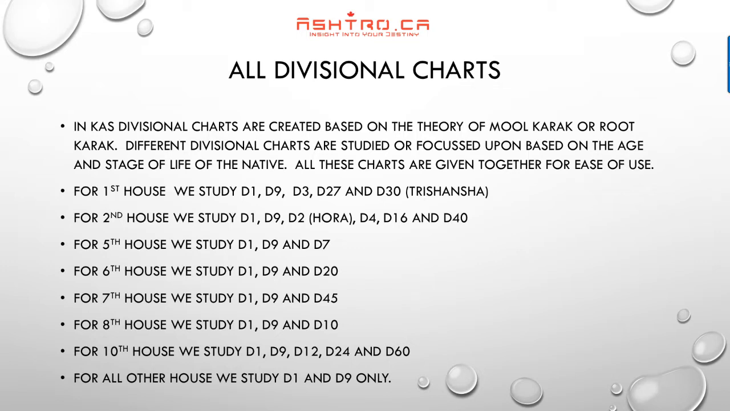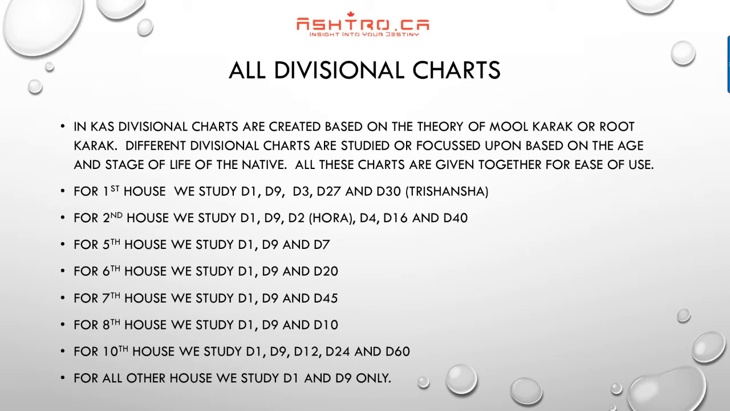Now, for the first house, we will study the Rashi chart of the D1, the Navamsha, D9, D3 is the Trishkon, D27 chart, and the Trishansh or D30. For the second house, we study D1 and D9. In addition to that, we study D2, which is the Hora chart, the D4, D16, and the D40 chart. For fifth house matters, we study D1, D9, and D7 chart, which is the Saptansh.